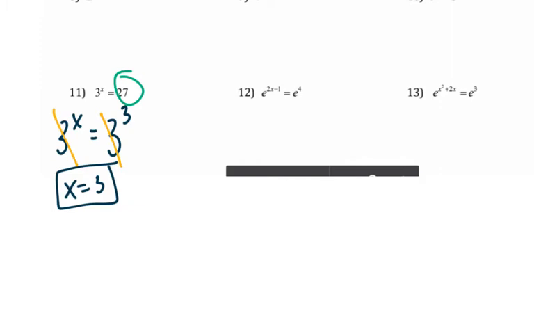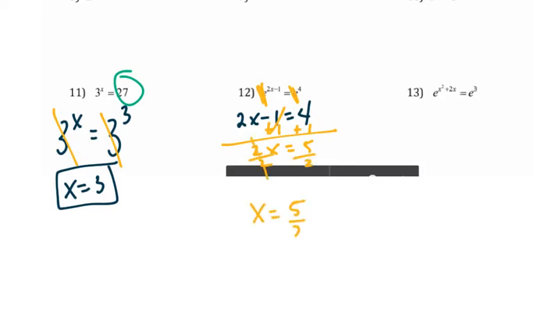12, very easy. Bases are the same, so they're going to cancel. So that leaves us with 2x minus 1 equals 4. Get x by itself. So x equals 5 over 2.